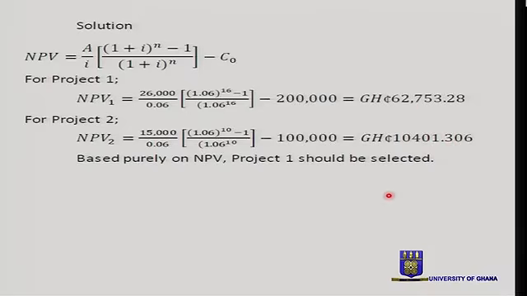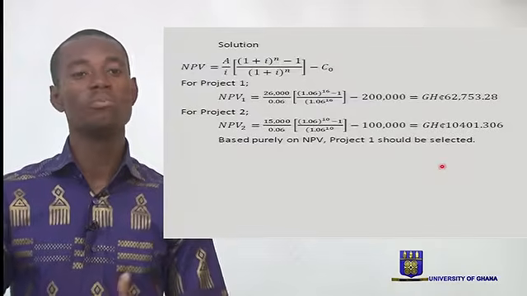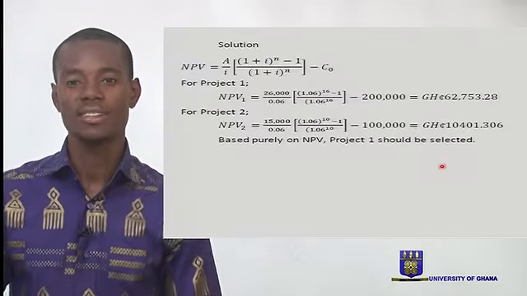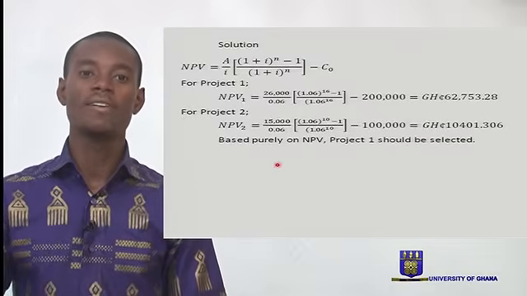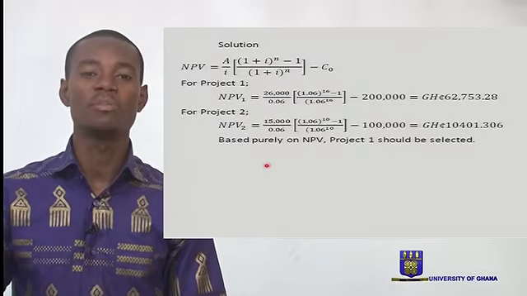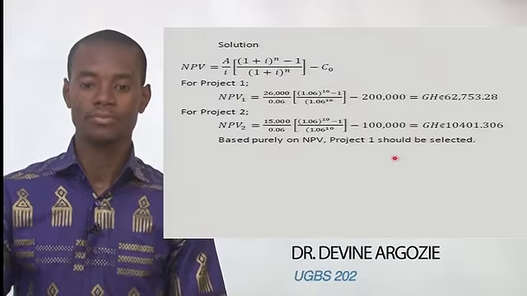Now, compare these two. Which would you prefer? Like I said before, if both are viable, you choose the one that is most viable or the one that has the highest returns. And so in this case, it is project 1. And so my final decision based on the NPV approach would be to select project 1.